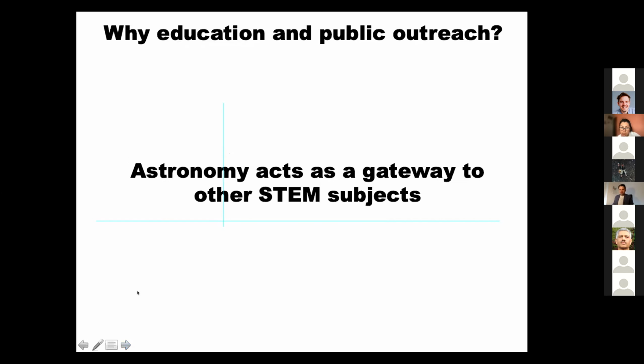Another reason is that astronomy acts as a gateway subject to other STEM subjects. It's very popular in the media and the arts. There aren't that many songs or concept albums made about condensed matter physics, but in astronomy there's lots of interest from the general public. So it's a good way to get people in general, and students at schools and universities, interested in STEM by introducing astronomy topics and concepts to them.